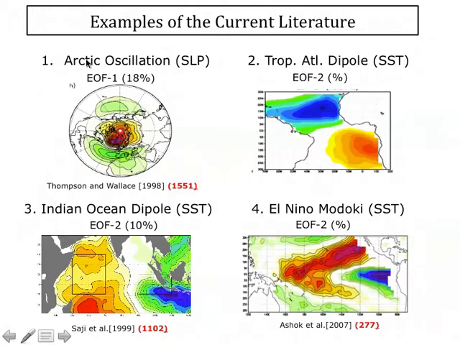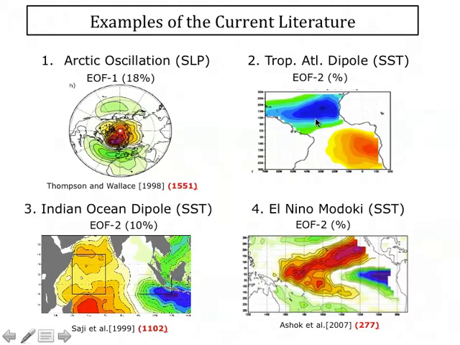The first one is the Arctic Oscillation. You look at the Northern Hemispheric sea level pressure or geopotential height variability, and there's a famous paper which somewhat defines the Arctic Oscillation, or the annular mode, from Thompson and Wallace in 1998. It's been cited 1,500 times since then. And I will explain to you what this means in a bit.